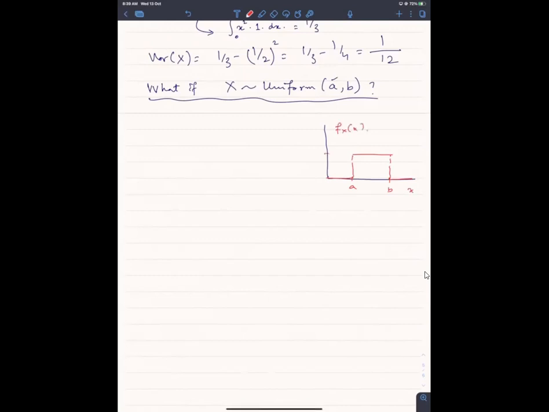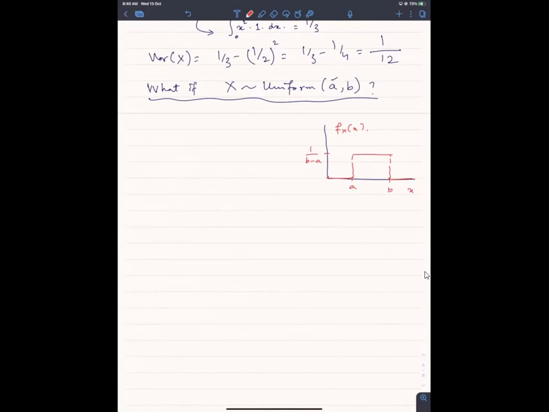What is the height of the PDF here? Answers in the chat window. ये वैल्यू क्या है जहां पे क्वेश्चन मार्क लगा है? Yeah, this value is 1 over b minus a.